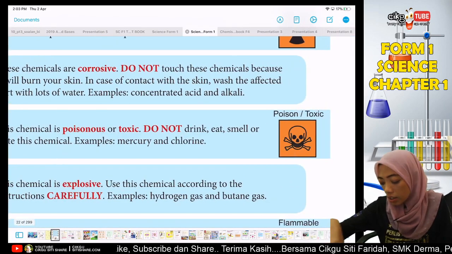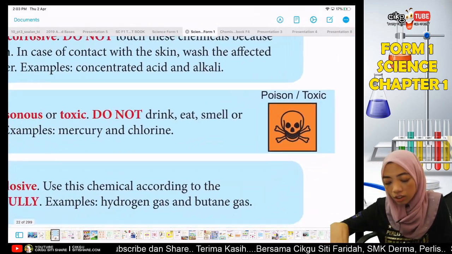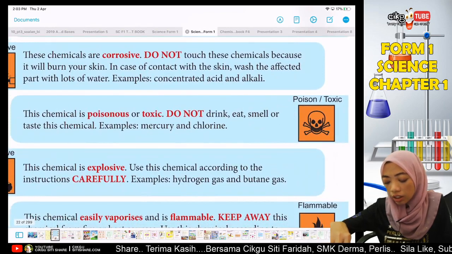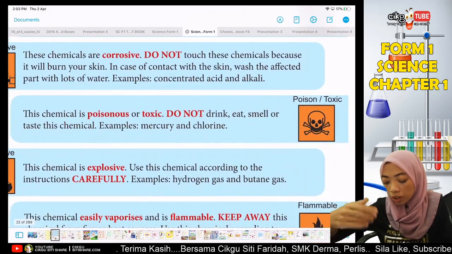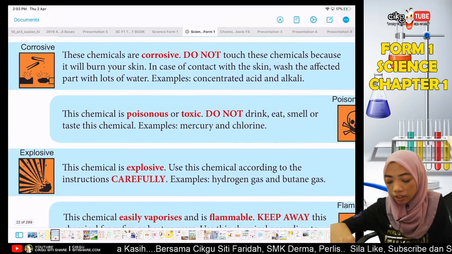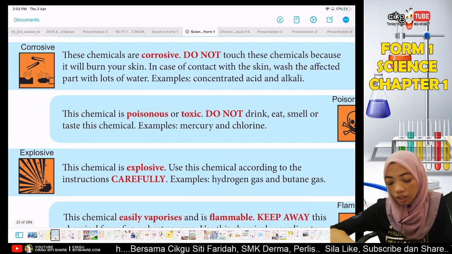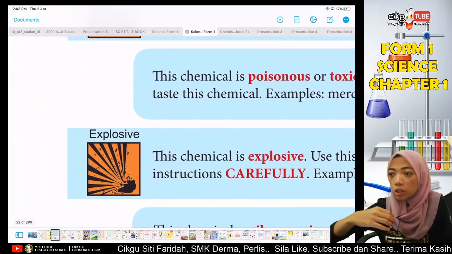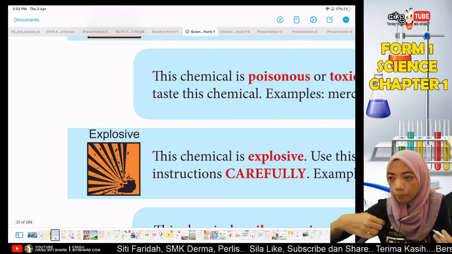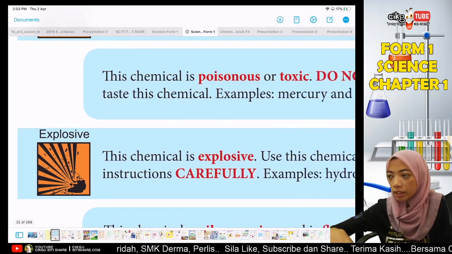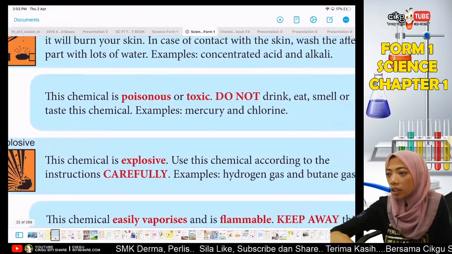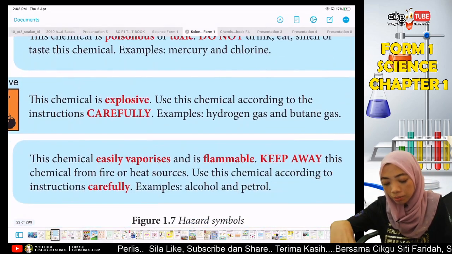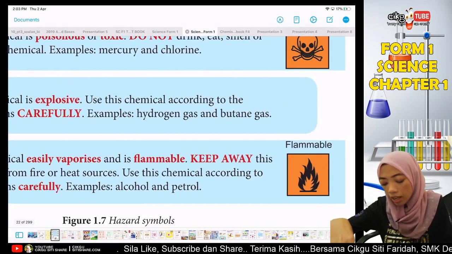And this is poison or toxic. It looks like a skull, tengkorak, okay. The examples for poison are mercury and chlorine. Explosive, the symbol looks like an explosion, macam meletupan, okay. Examples of explosive are hydrogen gas and butane gas.